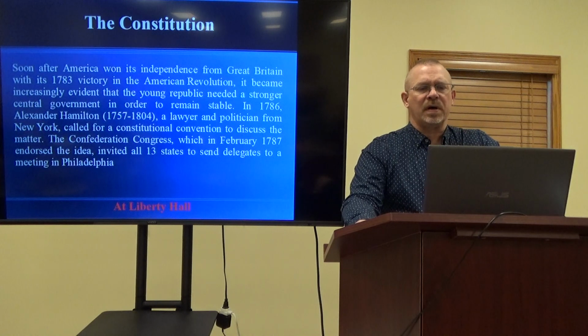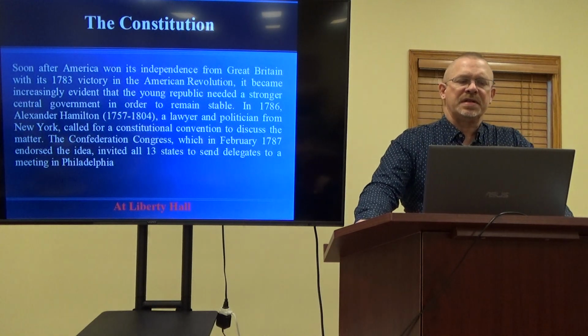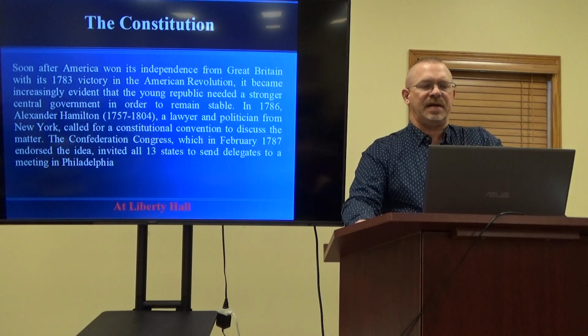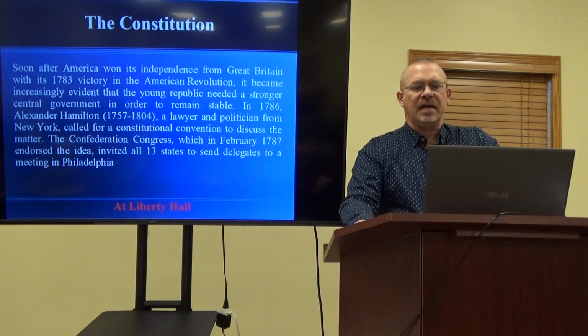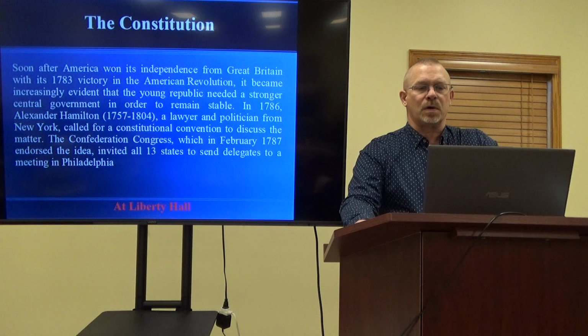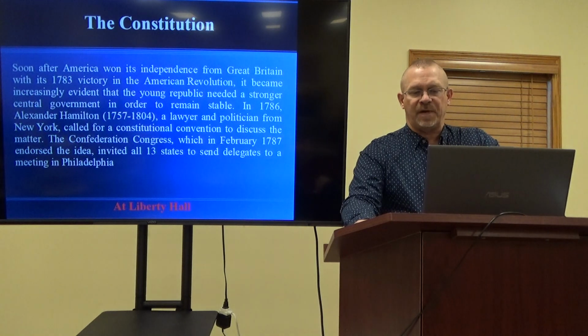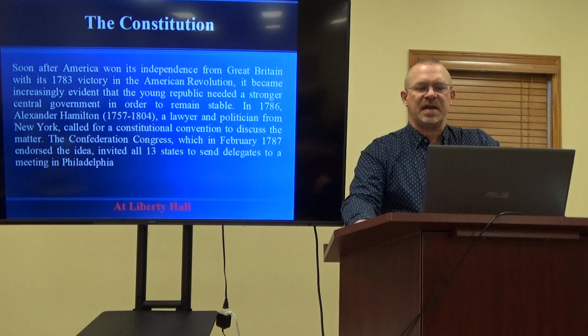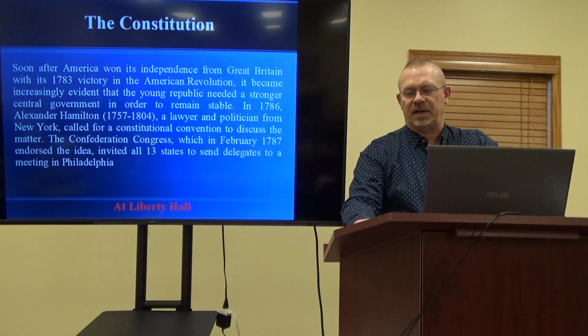Soon after America won its independence from Great Britain, with its 1783 victory in the American Revolution, it became increasingly evident that the young republic needed a stronger central government in order to remain stable. In 1786, Alexander Hamilton, a lawyer and politician from New York, called for a constitutional convention to discuss the matter. The Confederation Congress, which in February of 1787 endorsed the idea, invited all 13 states to send delegates to a meeting in Philadelphia.